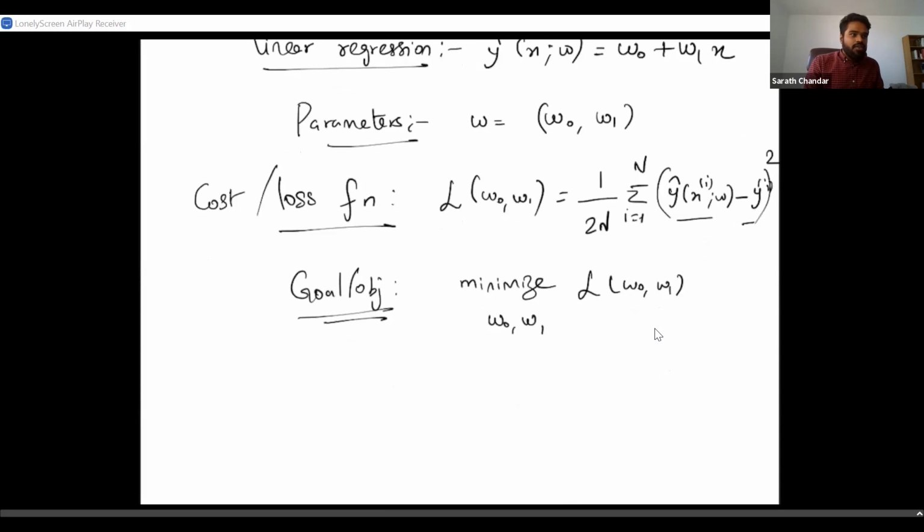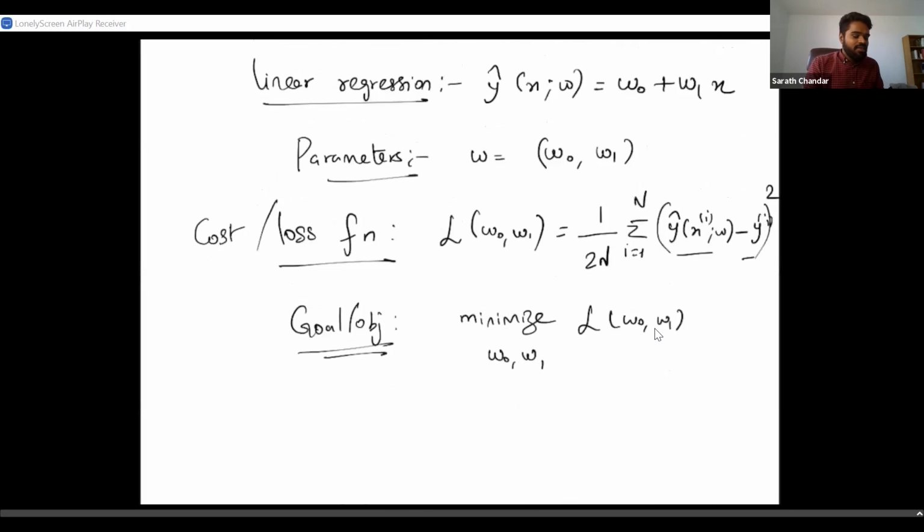So we are interested in minimizing this loss function. In this case, it happens to be an easy problem to solve when you have a linear model with a least square objective. In fact, we were able to solve it analytically.